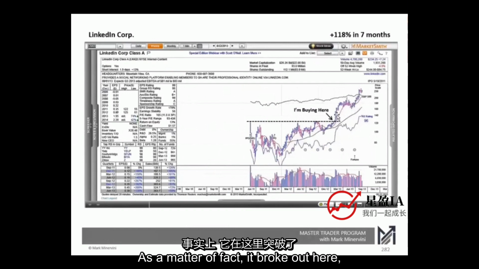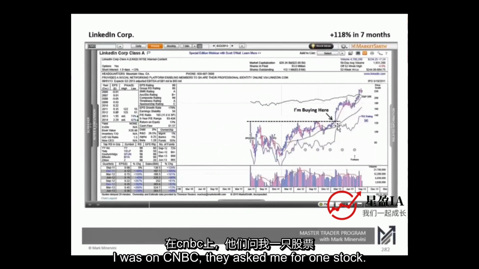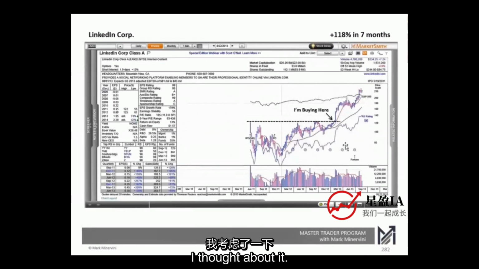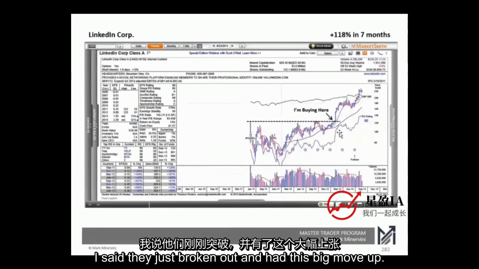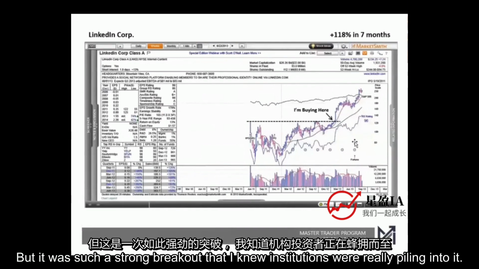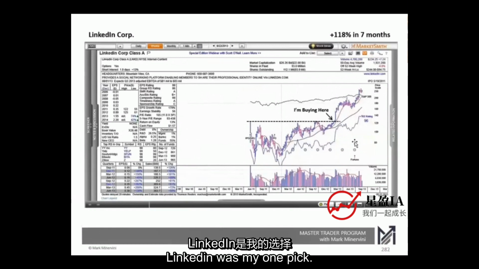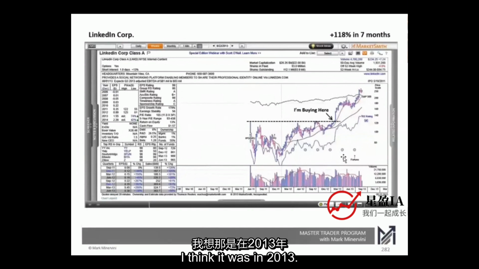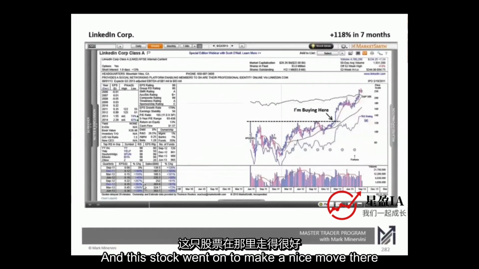As a matter of fact, it broke out here. And then I was on CNBC. They asked me for one stock. They said, can you give us just one stock? And I thought about it. I said, okay, it just broke out and had this big move up. It was extended, but it was such a strong breakout that I knew institutions were really piling into it. LinkedIn was my one pick. I was on with Tyler Matheson. I think it was in 2013. And this stock went on to make a nice move there.